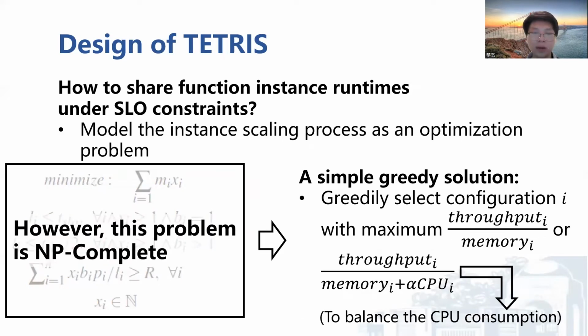However, this optimization problem can be reduced to the NP-complete knapsack problem. So we developed a simple greedy solution, in which we greedily select configurations with the maximum normalized throughput. And this method can also be easily extended to balance CPU consumption by normalizing the throughput with a linear combination of memory and CPUs.